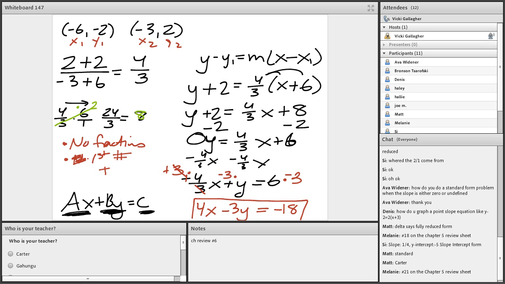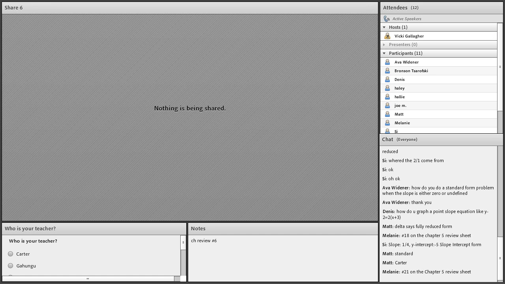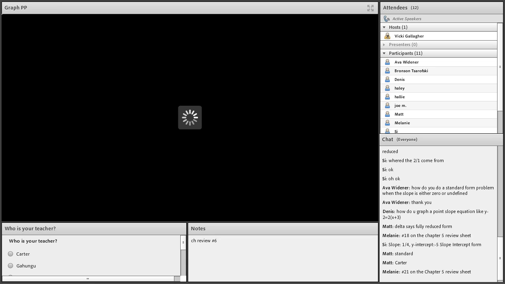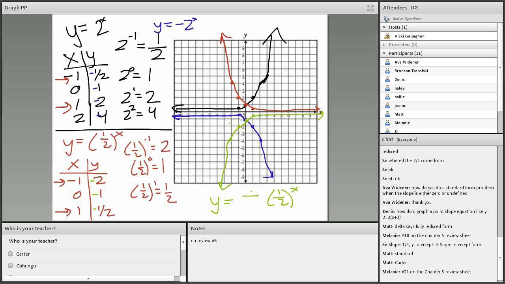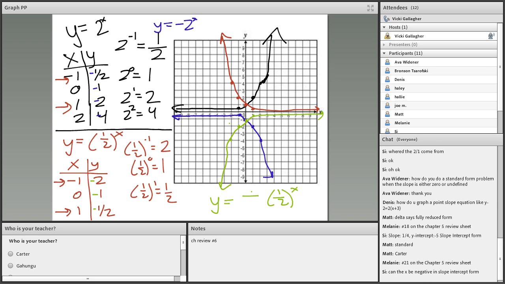All right. We're going to take a short break from writing equations and we're going to do a graphing problem. So I'm going to switch to some graph paper. I'm going to delete all of this because we don't need to see that.